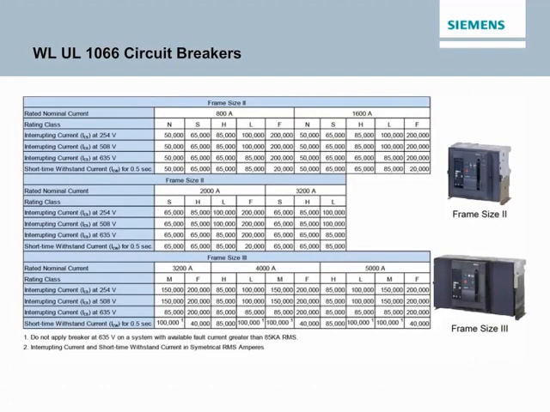WL UL 1066 circuit breakers are generally used in low voltage switchgear as draw-out mounted breakers, have a rated maximum operating voltage of 635 volts, and are available in 2 frame sizes with frame ratings from 800 to 5000 amps.